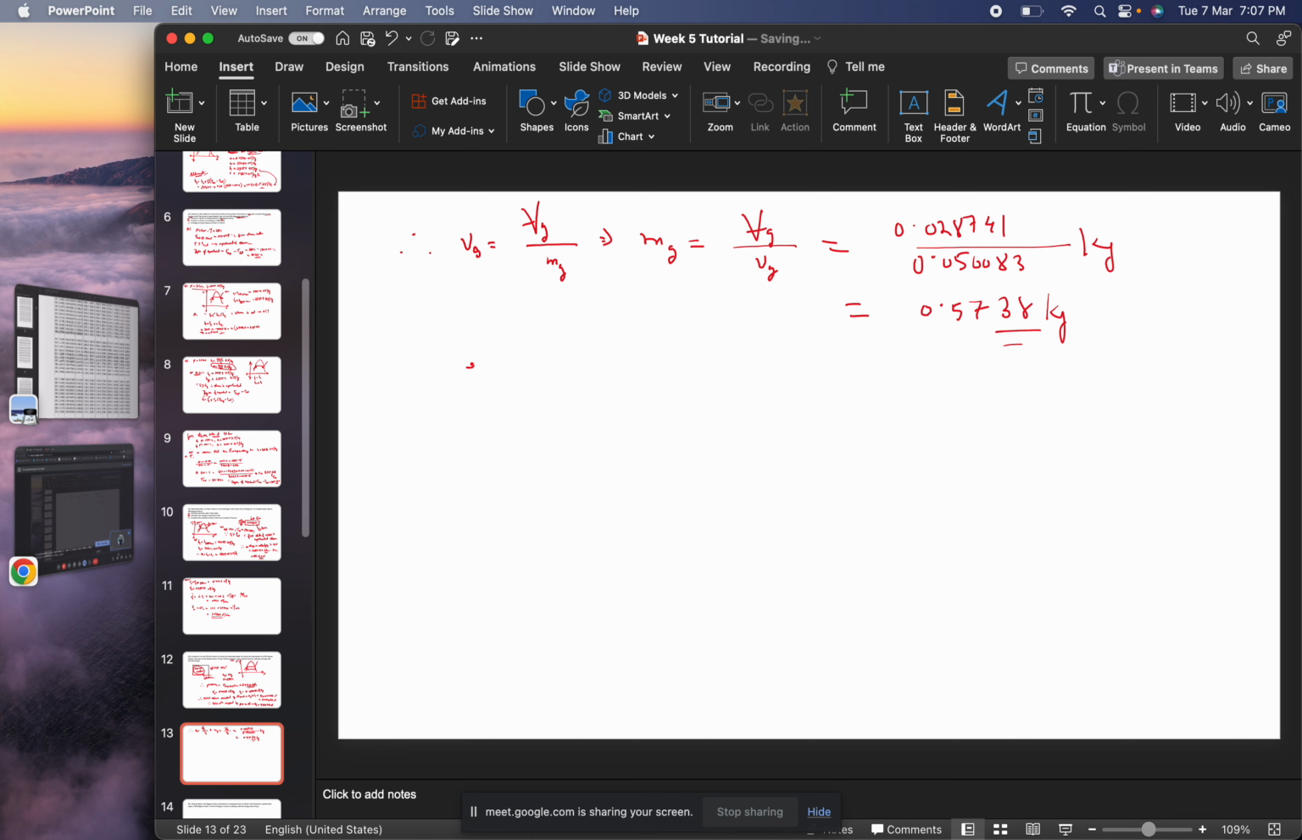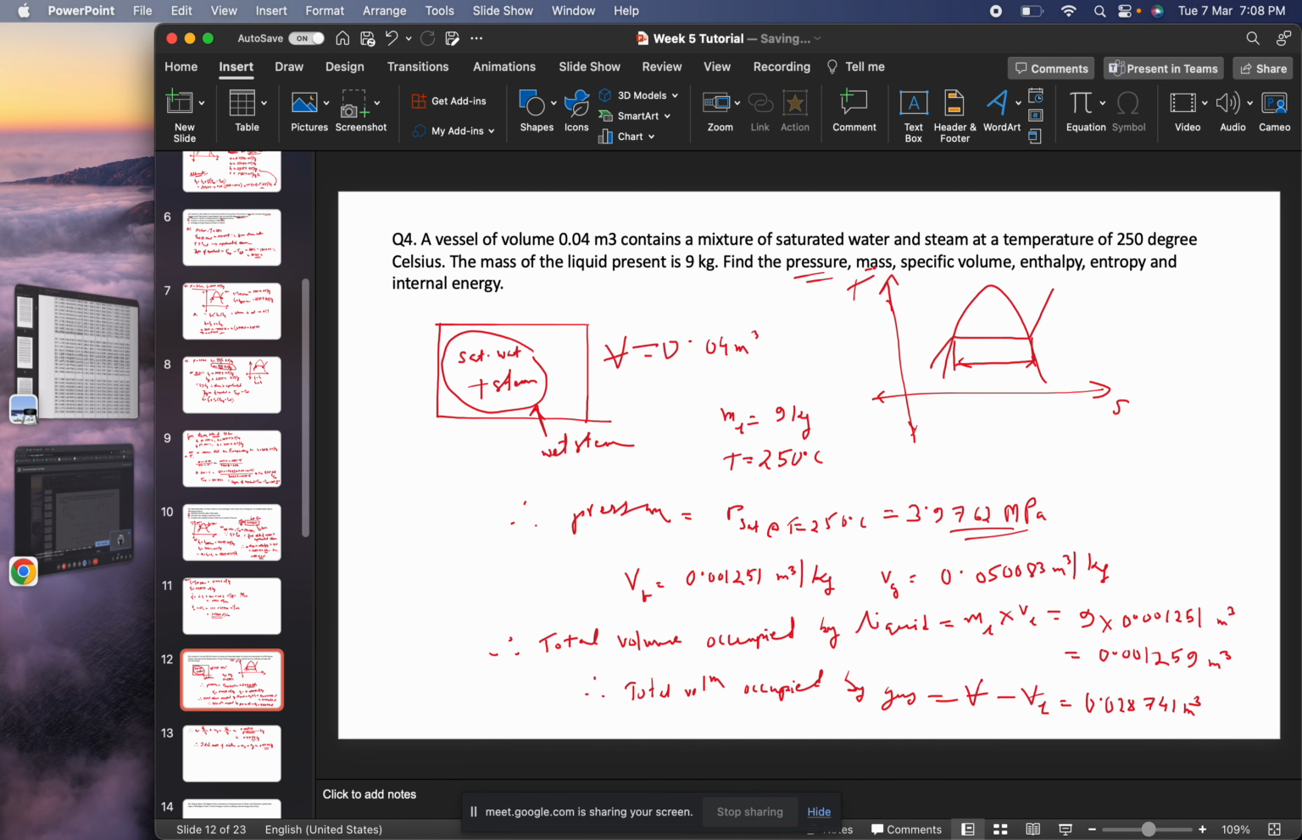Okay, therefore the total mass of the mixture is what? Mass of the liquid plus mass of the gas. 9 plus 0.5738, that is 9.5738 kg. Okay, so we got pressure, we got mass.